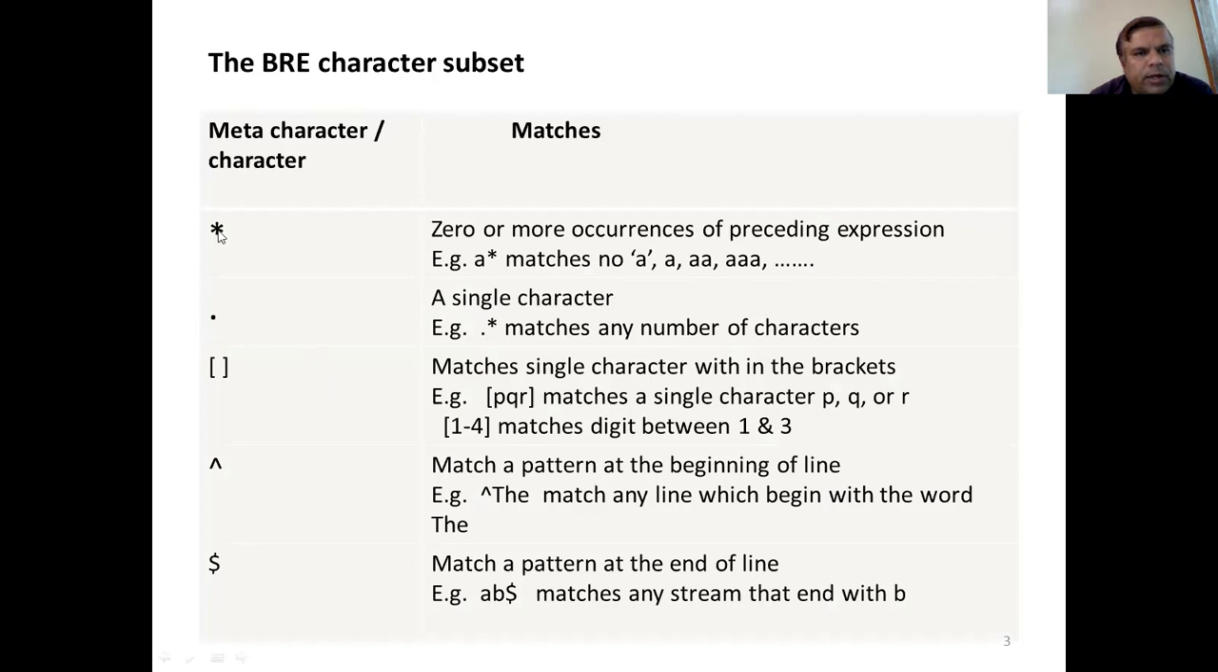The first meta character in the basic regular expression character subset is star. This star matches 0 or more occurrences of the preceding expression. Example, if I put star after the character A, then it matches no A, none, a single A, 2 A's, AA, and 3 A's, 4 A's, and so on.